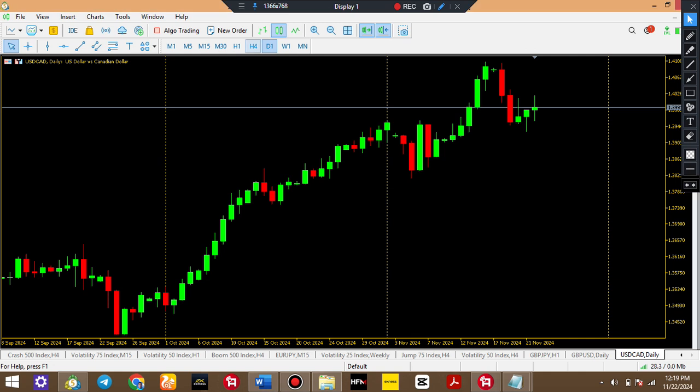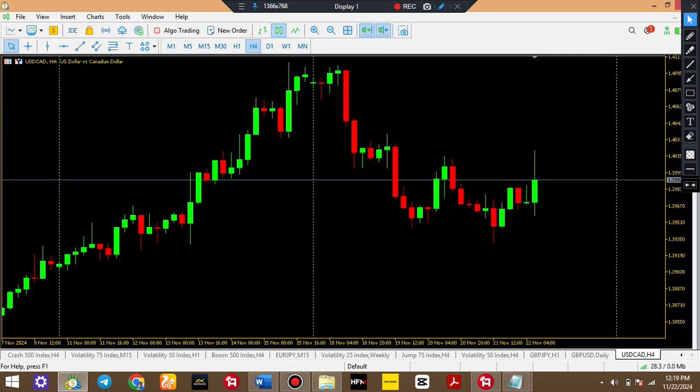Come down to your H4. This is where you now look for a good opportunity to take a buy order. Now, you can only do that if you understand market structure. But don't worry, if you are new and you are joining the mentorship class, there are materials that are going to make all these things easier for you.